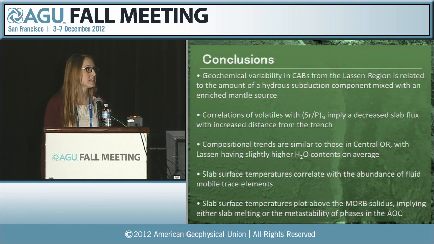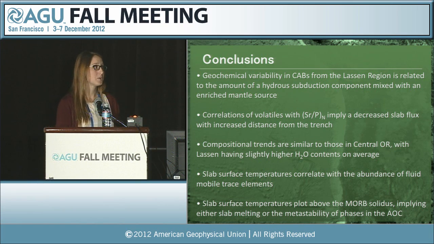And lastly, our slab surface temperatures do correlate with the abundance of fluid mobile trace elements, and the temperatures calculated from this method plot above the MORB plus water solidus, implying that we either have slab melting or that the hydrous phases are behaving metastably in the altered oceanic crust. Thanks.